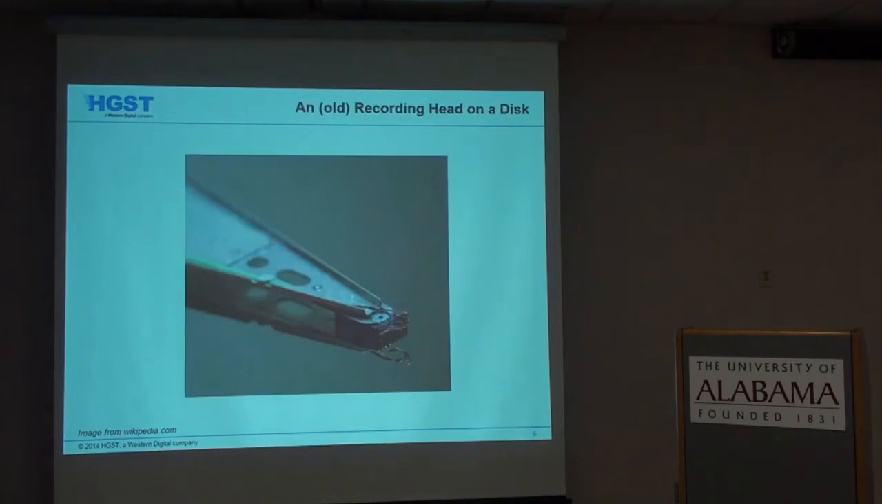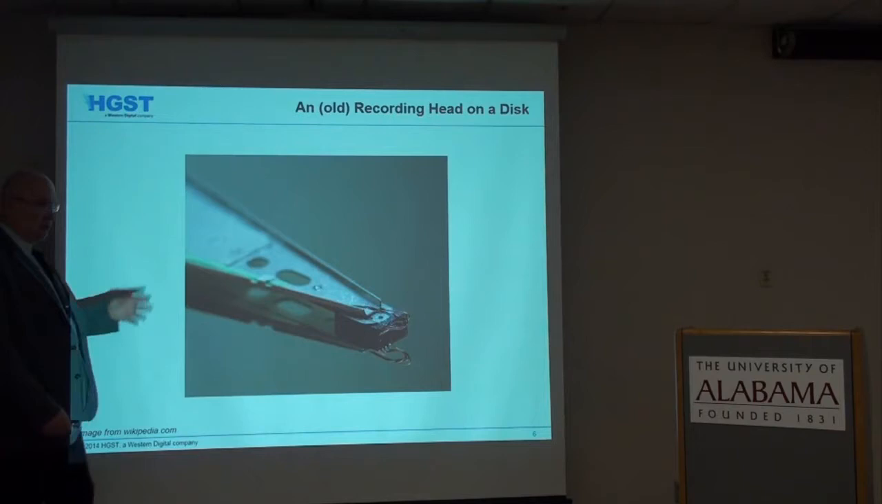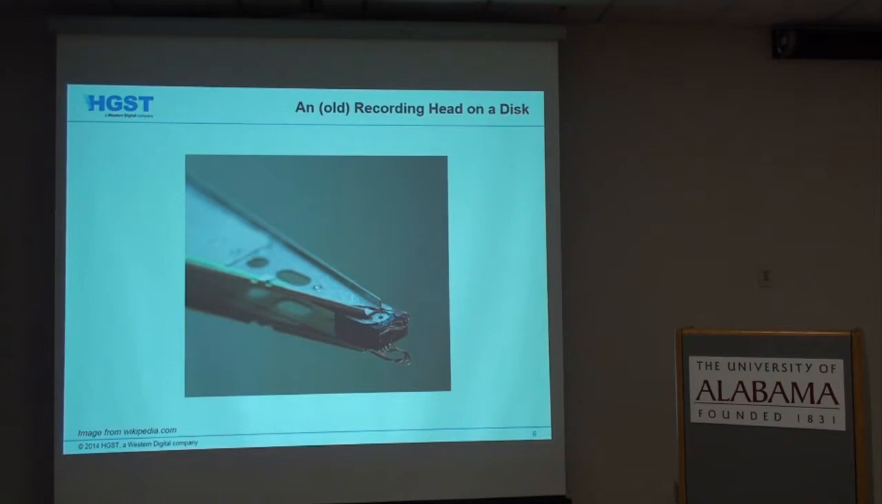Here's an old picture of what a recording head looks like. There are four wires going into it these days. Two of the wires are for the writing process. We pump current either in one direction or in the other direction. And that current generates a field, which then leaves magnets on the disc.